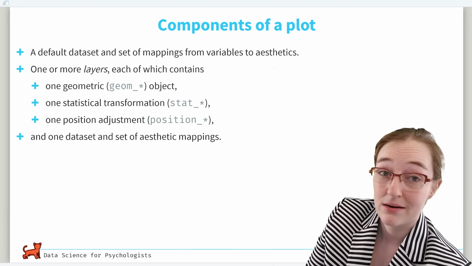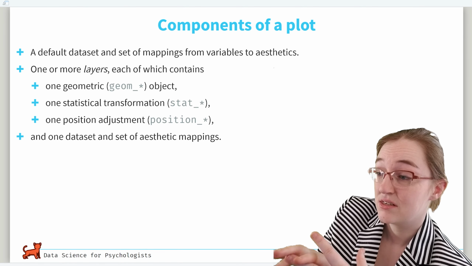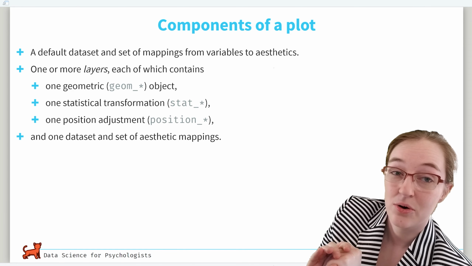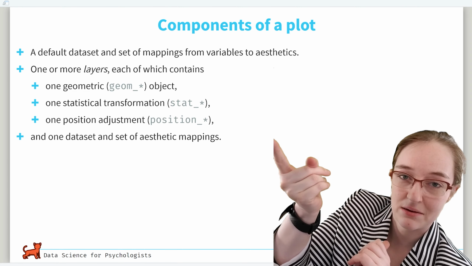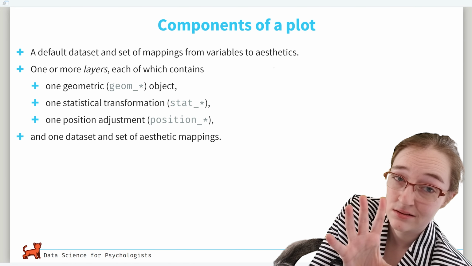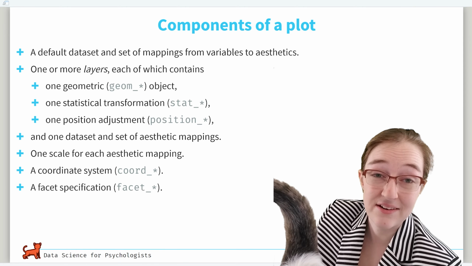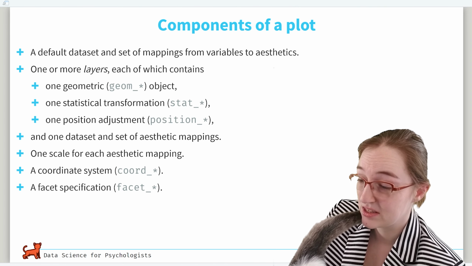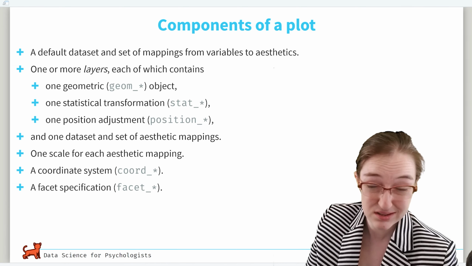And so a layer will contain a geometric object, a statistical transformation, a position adjustment, and one data set with aesthetic mapping. Now, usually it's the same data set with aesthetic mapping that you put into the default, but you can tinker with that. And then for each aesthetic mapping, there's a scale. That's how we can throw in the coordinate systems. The scaling system is actually how facet specification works.